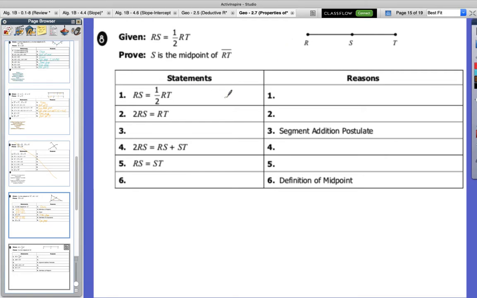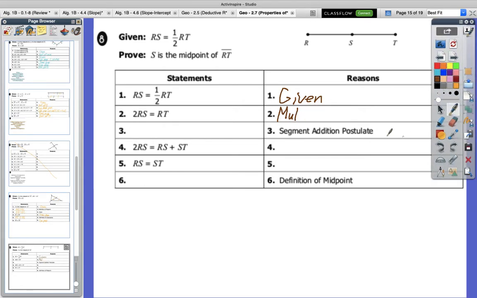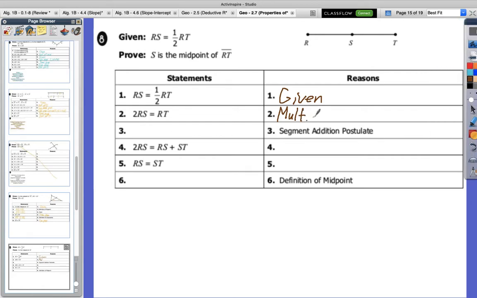So the measurement of segment RS is half the measurement of segment RT. That's given to us. So now we're told, if I take 2 times the measurement of segment RS, that'll give me the measurement of segment RT. Well, mathematically, what could happen here to get rid of this 1/2 and make a 2 happen on this side? We could multiply both sides by 2. So that could be our multiplication property of equality, as I write multiplication property of equality.